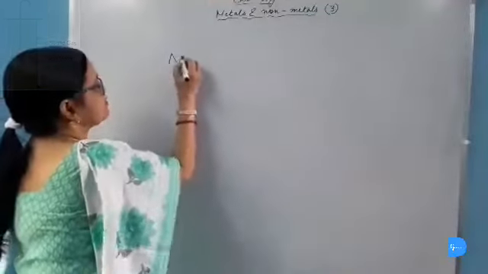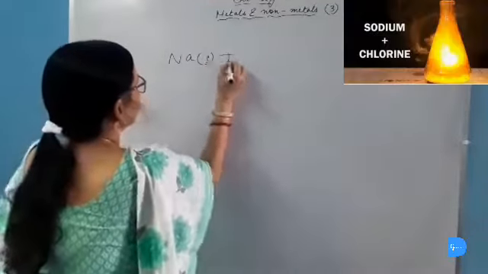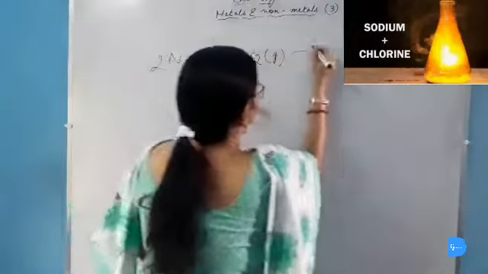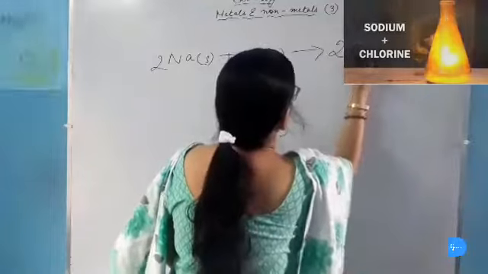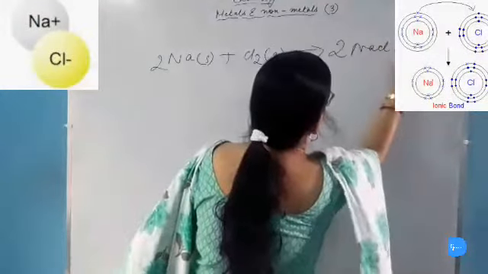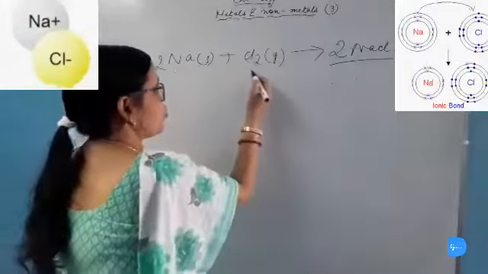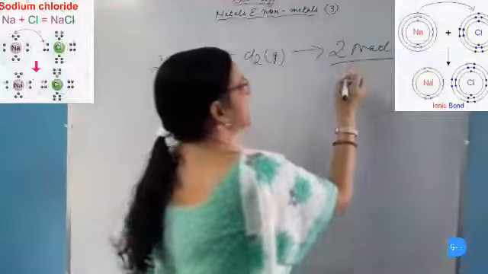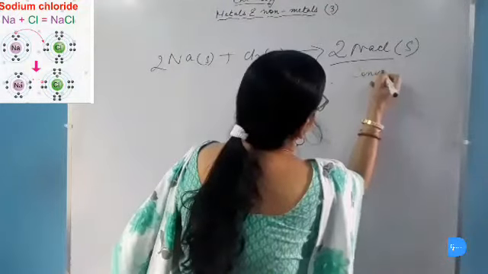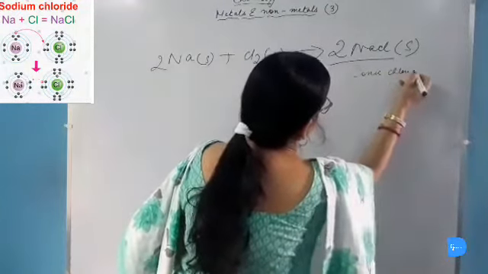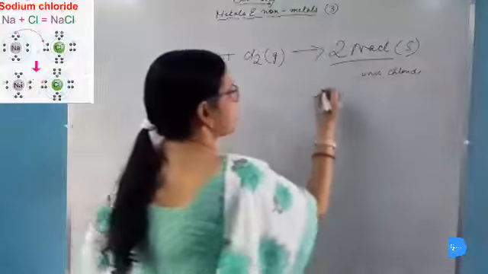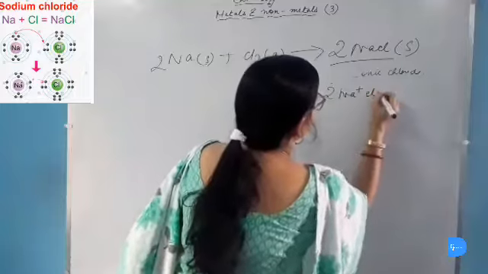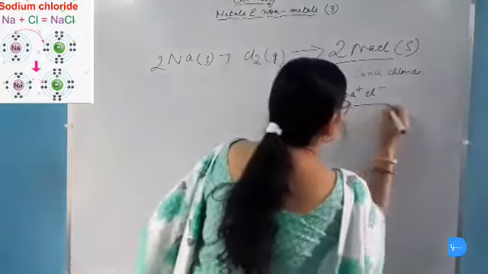When sodium reacts with chlorine, then it gives sodium chloride, which is solid in nature. This sodium chloride is ionic chloride because it is made up of ions. It consists of positively charged sodium ions and negatively charged chloride ions. Thus it forms sodium chloride.